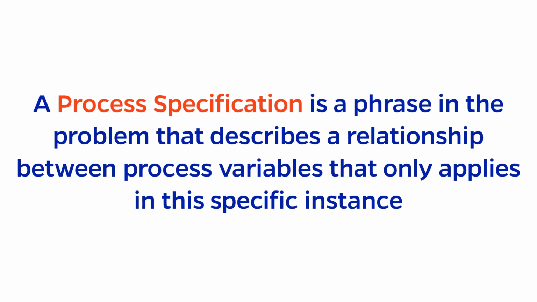Another type of equation that you might be able to apply in certain cases is a process specification. This is a special phrase in the problem statement that describes the relationship between process variables that only applies in the specific instance of the problem. Let's look at 3 separate examples of what a process specification might look like.